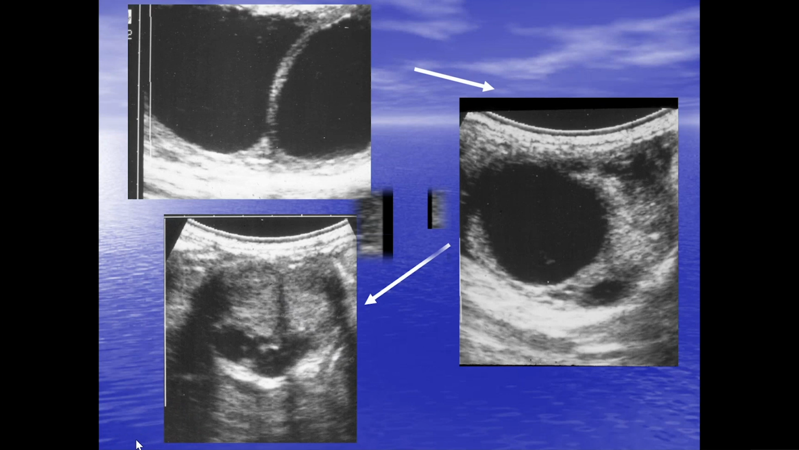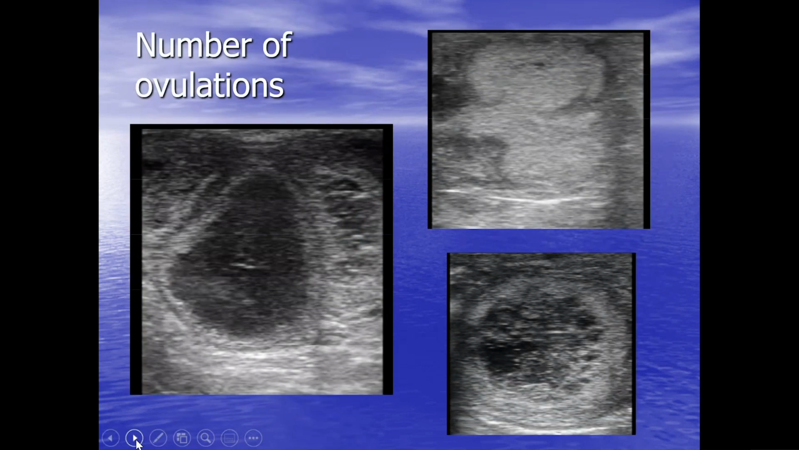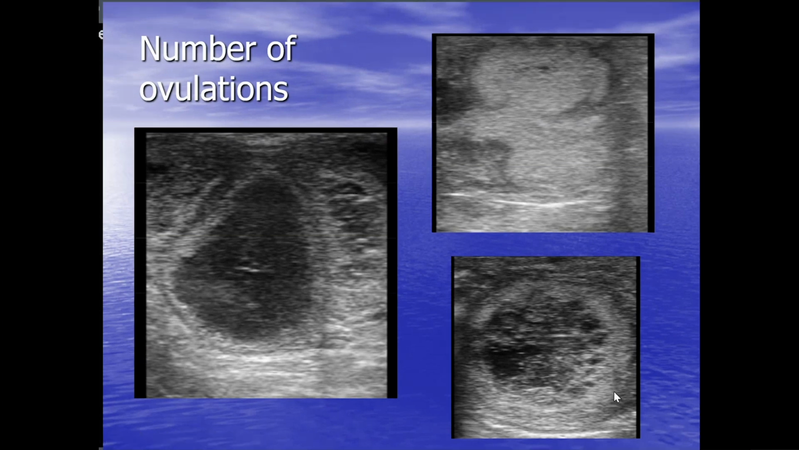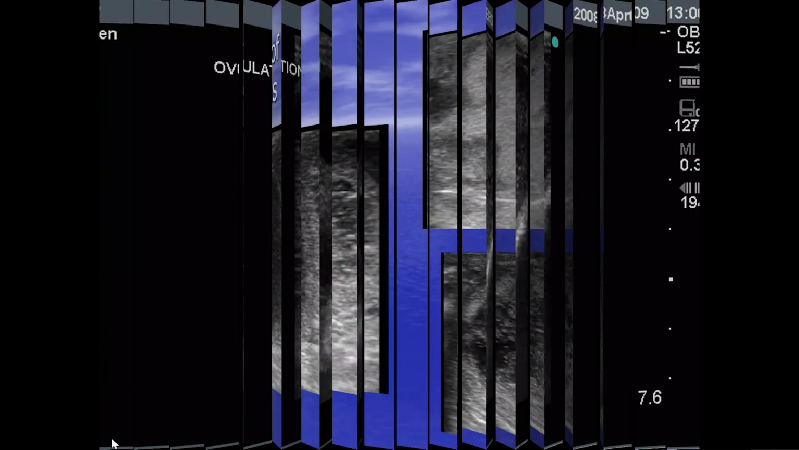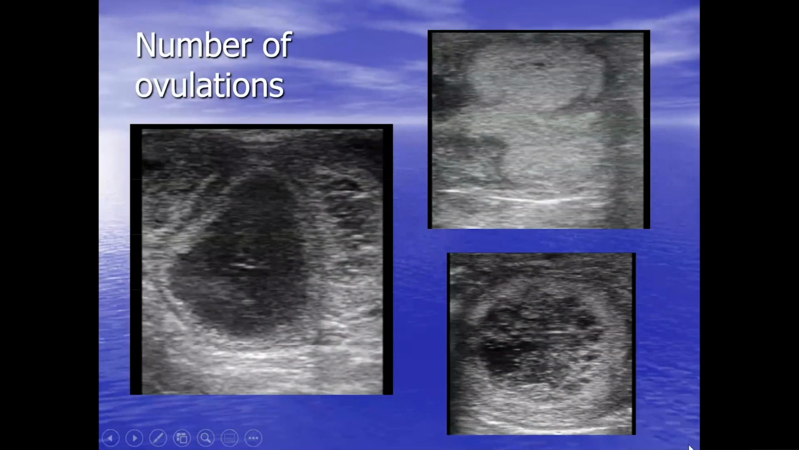On that subject, it's a good idea to get used to looking at number of ovulations. Here we've got three ovaries from mares with one CL, 2 CL, and 3 CLs. I don't know if you can identify them. Yeah, it's a little bit hard because you haven't got a video clip of it. But this bottom right would be the 1 CL.